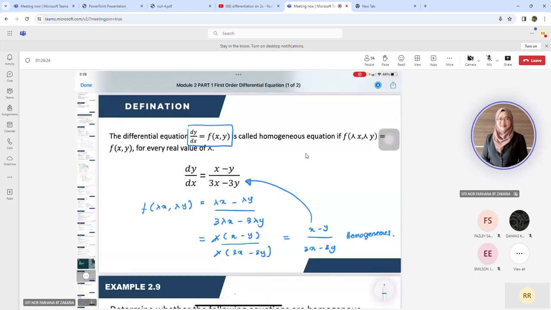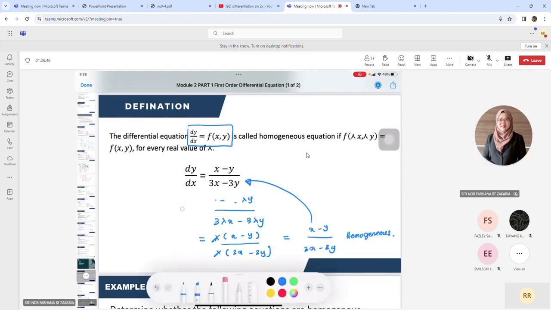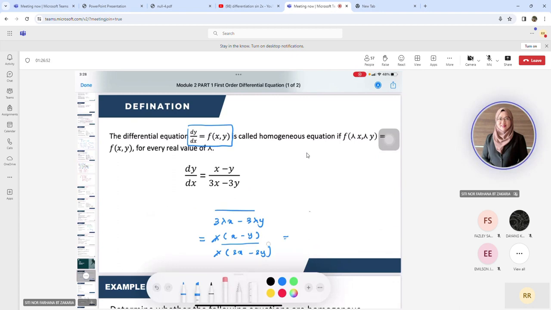Dapatkah? Am I too fast? Okay. Dapat. Clear? Whoever is not clear, better inform so that I can repeat. Can you repeat? Okay, saya repeat. Okay. Homogeneous method, equation adalah... Adam pun ambil masa, sebab dah lama tak buat online class. Okay.